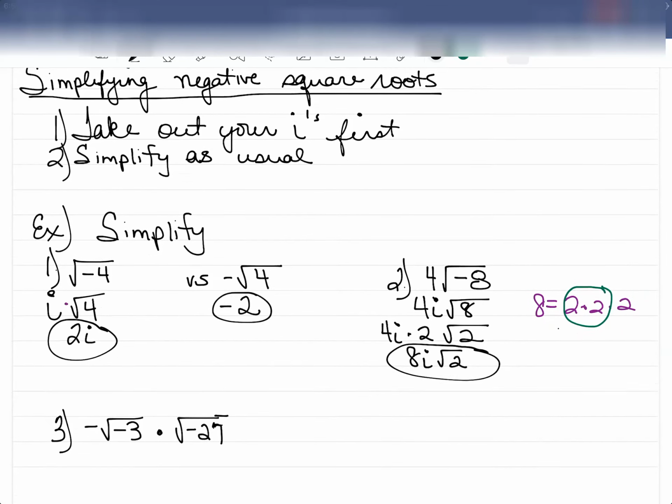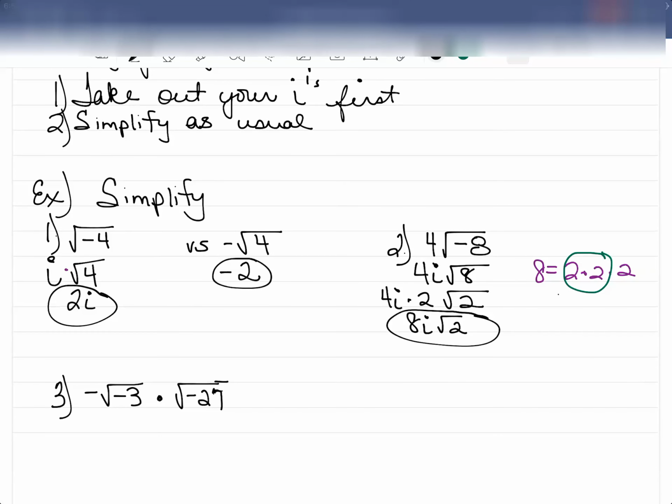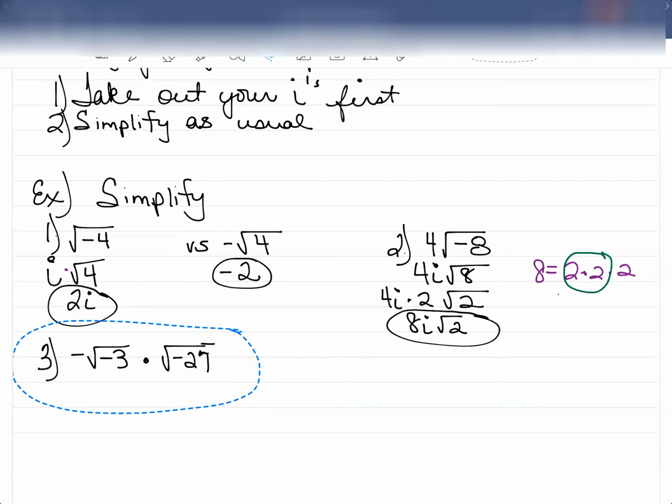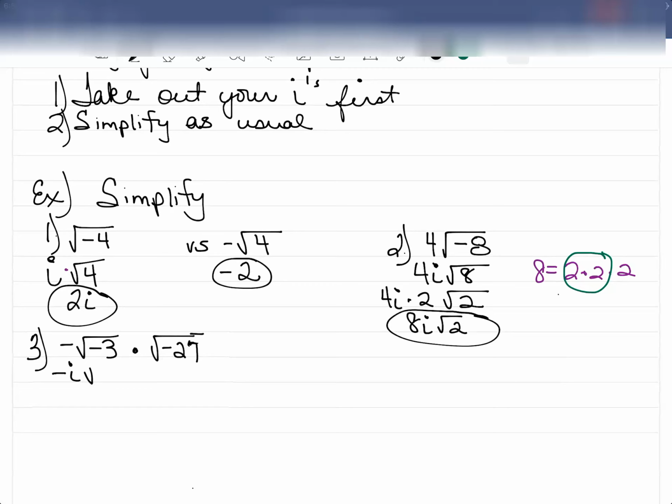And here's our last example. On here, it's very, very important that we pull out our i's first. If you do not pull out your i's first, you will not get a correct answer. You have to pull out your i's first. So we have negative square root of negative 3 times the square root of negative 27. So I pull out my i. So negative i square root of 3 times i square root of 27.